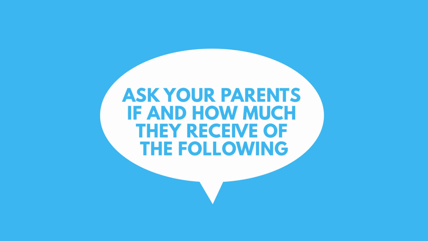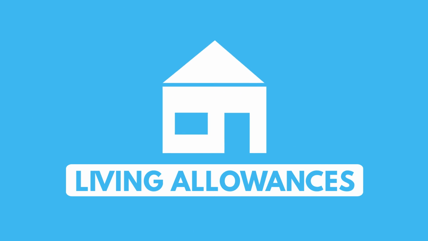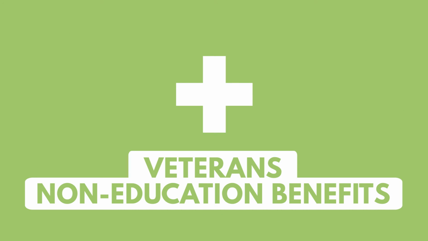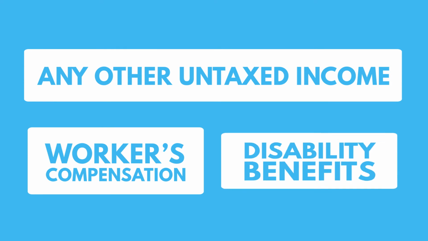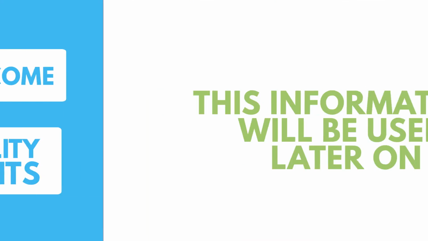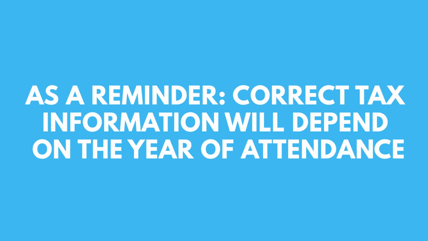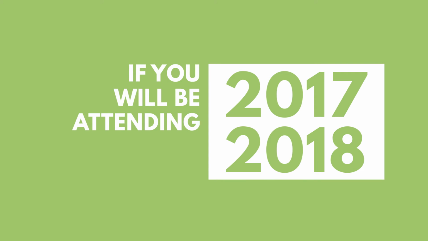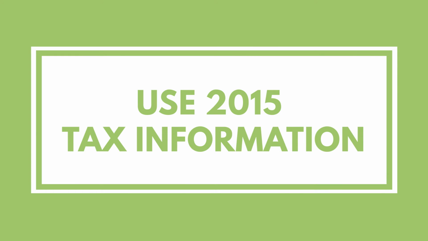Ask your parents if and how much they receive of the following: child support, living allowances, veterans' non-education benefits, any other untaxed income such as workers' compensation or disability benefits. This information will be used later on. As a reminder, correct tax information will depend on the year of attendance. If you will be attending the 2017-2018 academic school year, use 2015 tax information.